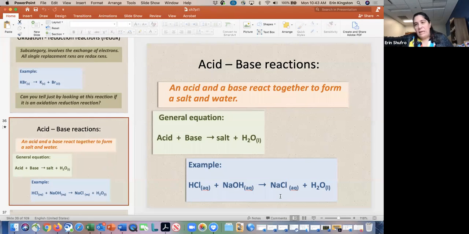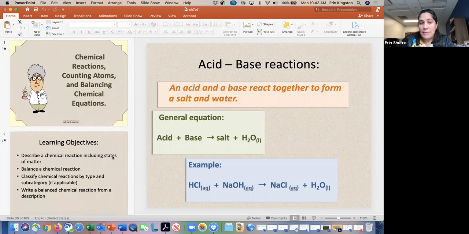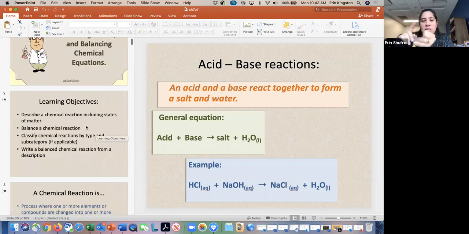Okay. We still have many, many more lectures in this chapter to go, so don't panic just yet. Okay, so what did we cover today? Today, we talked about how to read a chemical reaction and describe it, including states of matter, right? Solid, liquid, gas, aqueous. We talked about how to balance a chemical reaction. And then we just started with our classifying of chemical reactions. So we still have some more work to do on classifying our chemical reactions. And then we're going to go into writing a balanced.